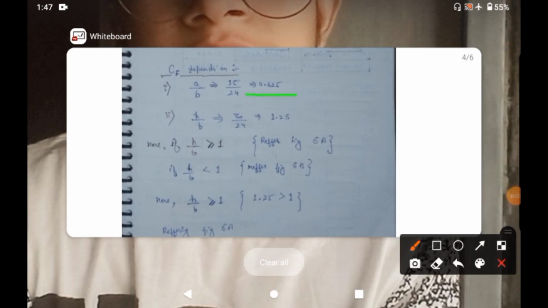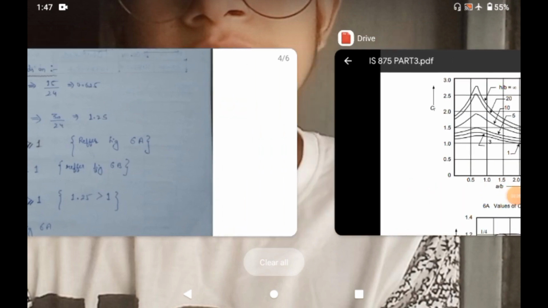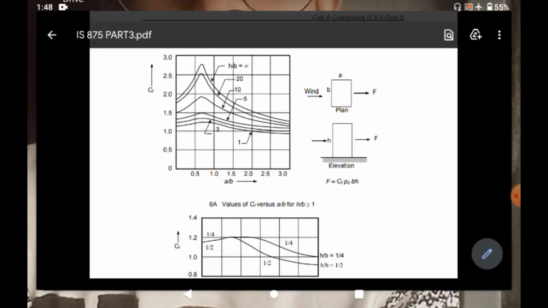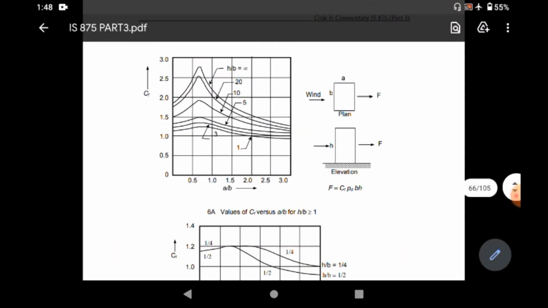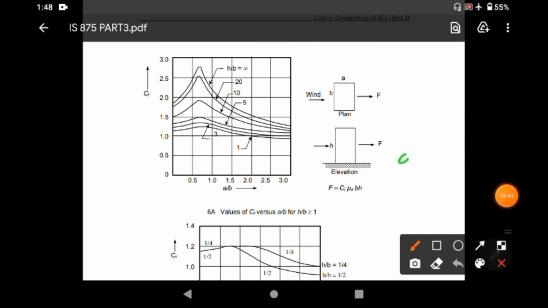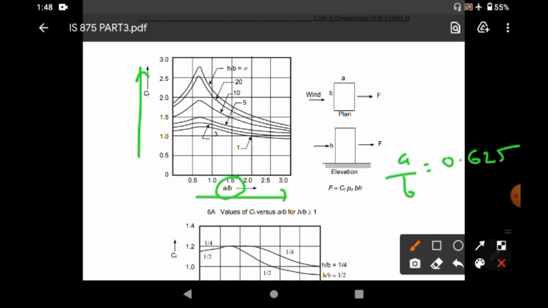Okay, so now the A by B ratio is 0.625. Here we will find the A by B. Here you can see that this graph is between CF and A ratio B. So for A ratio B the value is 0.625.